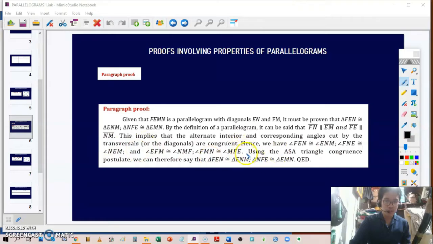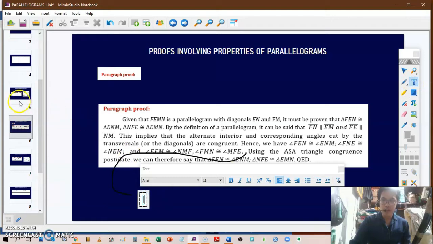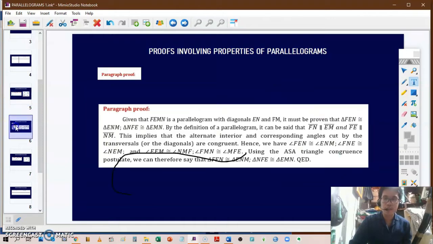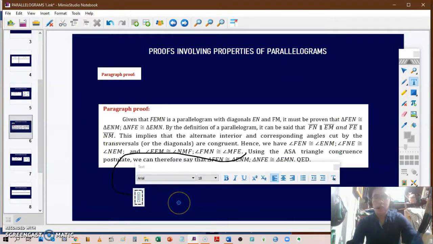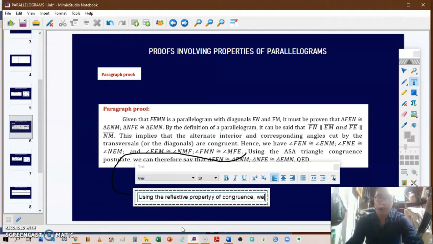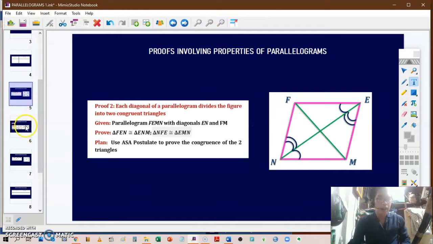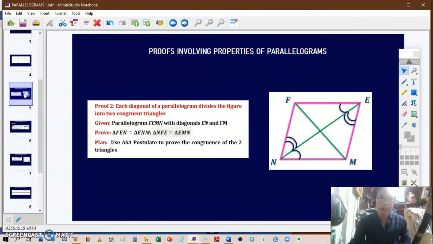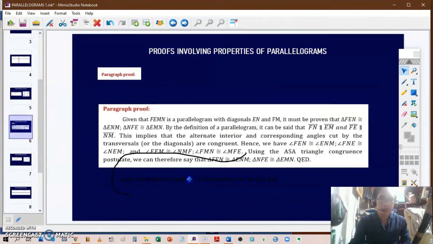So we can insert here also, if you look closely at the diagonals, we have here diagonals NE and FM. Using the reflexive property of congruence, we can say that NE is congruent to NE and FM is congruent to FM.